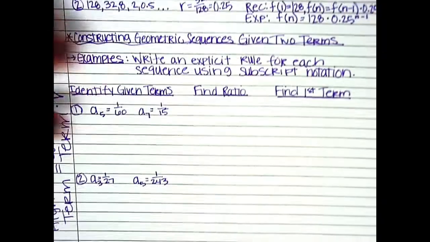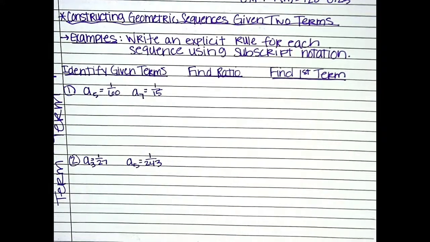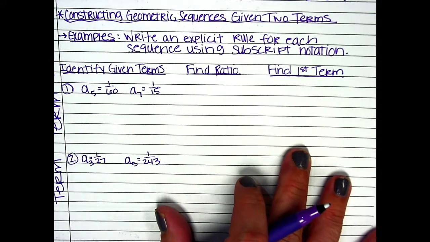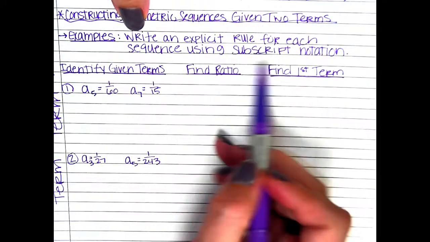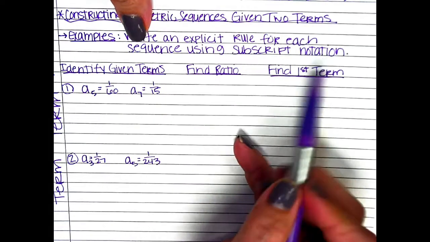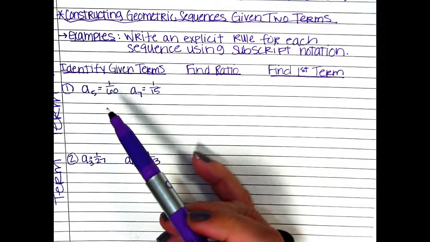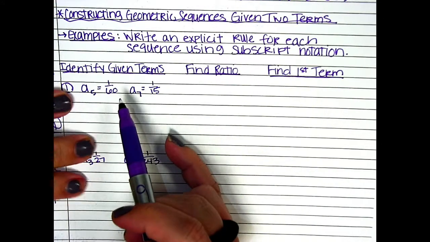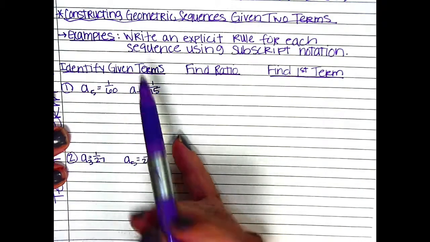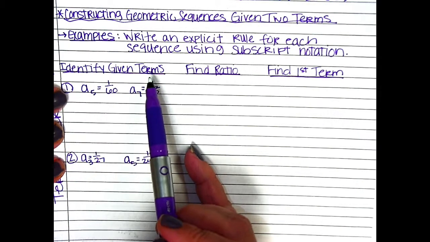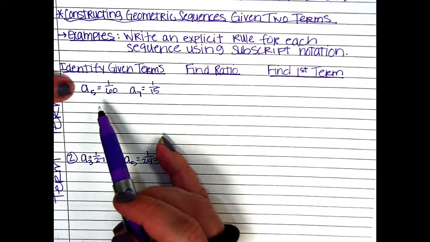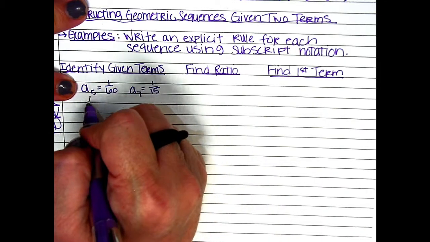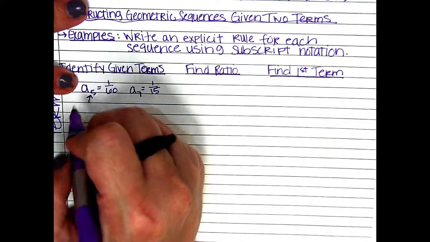The next thing we have to do is construct geometric sequences given two terms. Write an explicit rule for each sequence using subscript notation. It's a process to find these. Not hard, all things we can do, but it is quite a process. The first thing you're going to do is identify the given terms. This is what a subscript looks like. It's a sub 5, and that 5 is the term number.